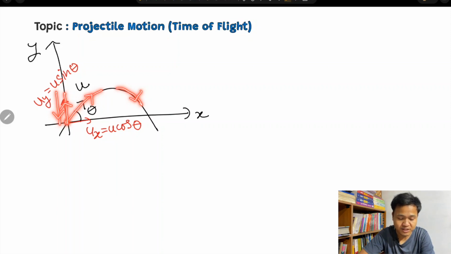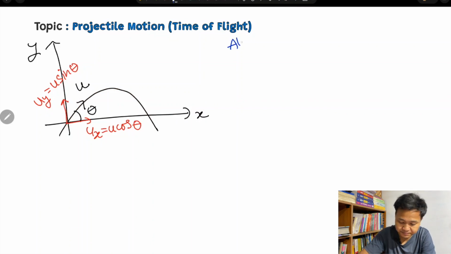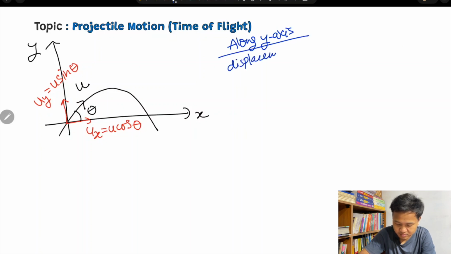Now the y component is exactly like a motion under gravity. Throughout the whole projectile motion, the y goes up and then comes back down to the same original position. So that means along the y axis, displacement is 0.